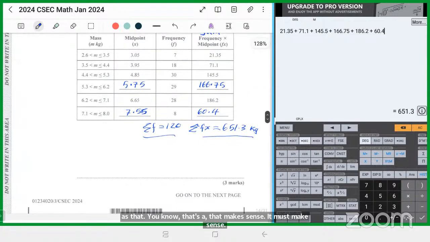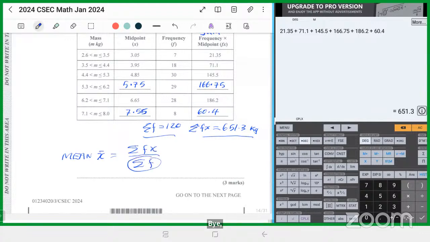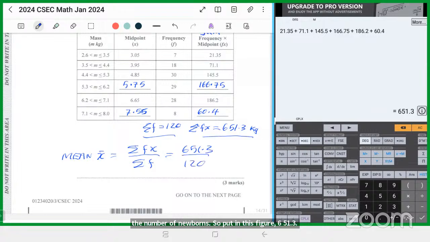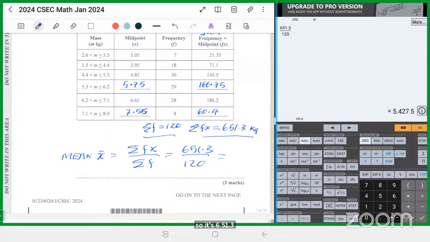So the mean mass of a newborn, the mean, is equal to, and the symbol for the mean is x bar. Let's write it. X bar is equal to the sum of the sum column divided by the sum of your frequency. Sum of frequency is the number of newborns. So put in this figure, 651.3 over 120. That gives you the average mass of a newborn. So it's 651.3 divided by 120. 5.43.